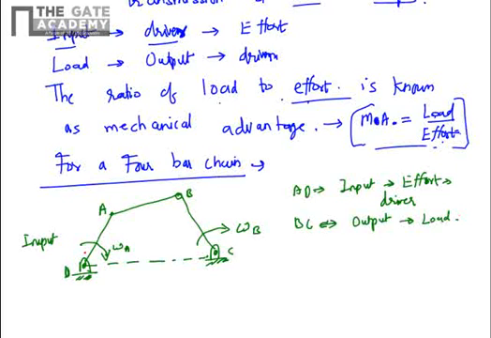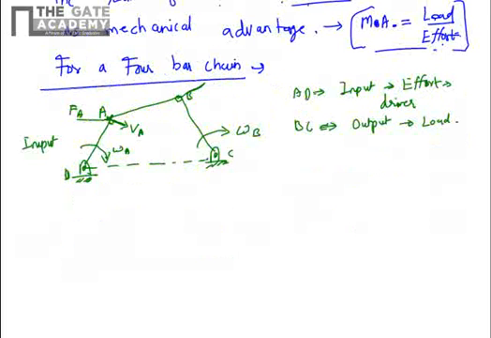So we are interested in transmission of forces. So let's say a force FA is applied at the joint A. The velocity of point A will be in a direction perpendicular to the link AD, the velocity being VA. Similarly, for link B, the force applied will be FB and the velocity will be perpendicular direction to the link BC, and we will term the velocity as VB.